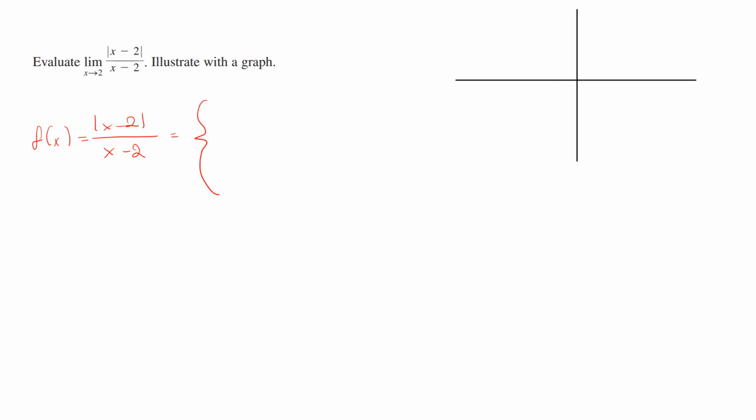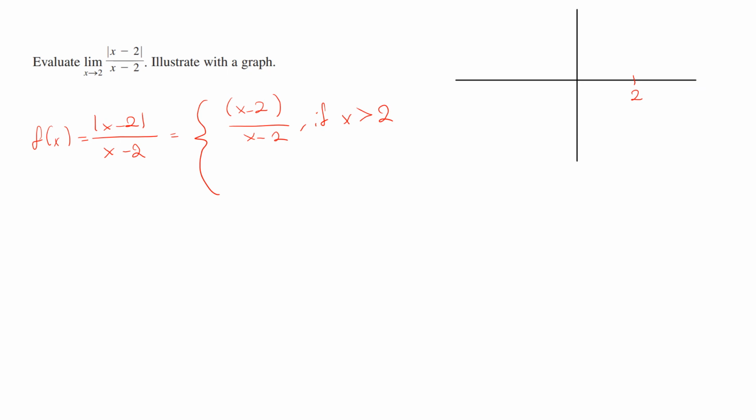If we start from the right side, I'm going to put the positive version of the absolute value. So I'm going to put x minus 2, taking it out of the absolute value, saying this is the positive version of it, and then over x minus 2. I'm going to say this comes from the right side, if x is bigger than 2. So if 2 is over here, it comes from the right side.